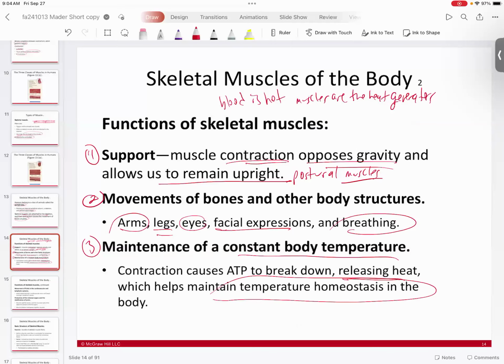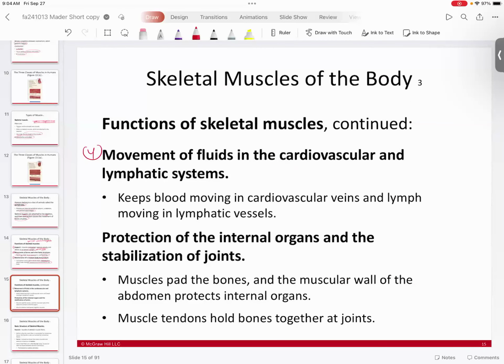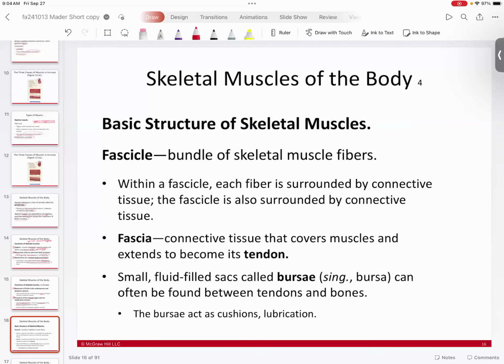Now, a couple of other things we're going to notice is fluid movement in the cardiovascular system. For instance, in the veins, skeletal muscles contracting keep the venous blood moving forward by squeezing on the veins like you're squeezing a tube of toothpaste. They also protect your internal organs, right? Oftentimes muscles can pad the bones, but a muscular wall can protect your internal organs. A good example is your abdominal muscles, which are there to protect your intestines and digestive organs just on the other side. So they can also be very protective.